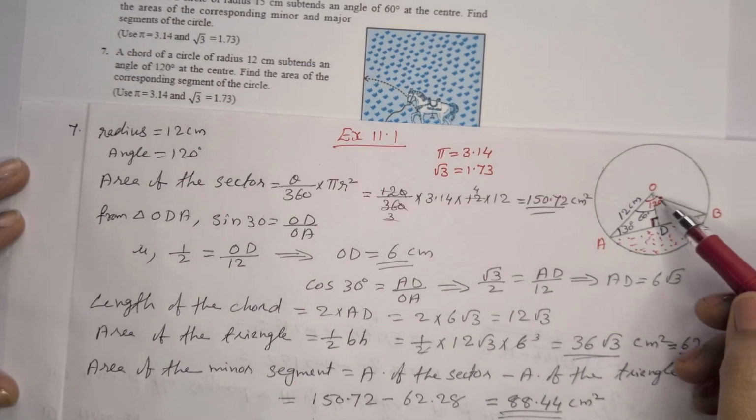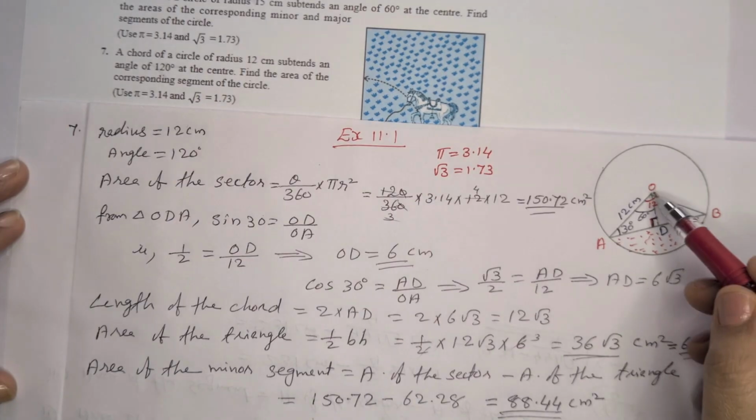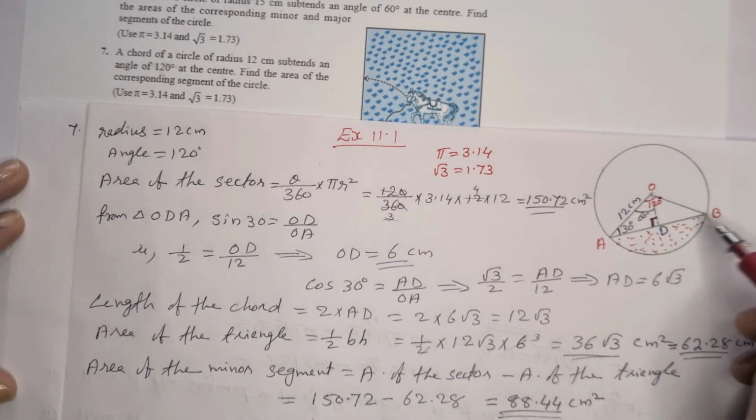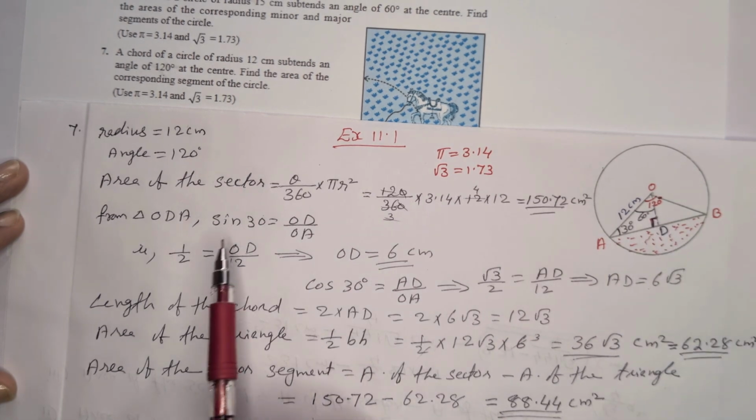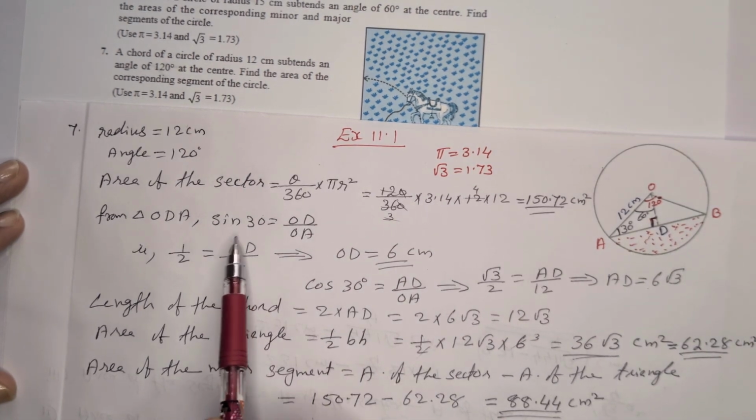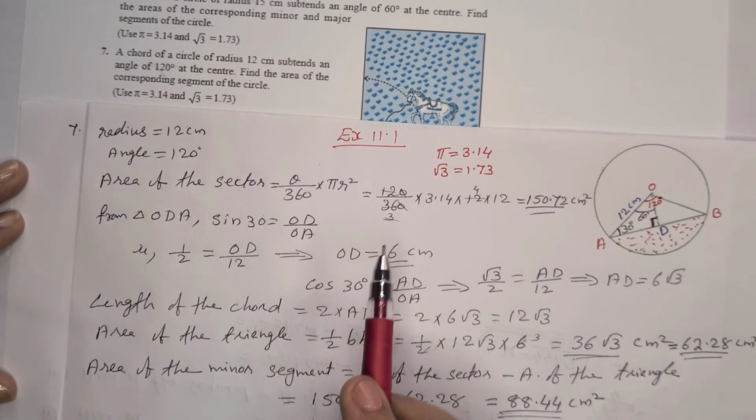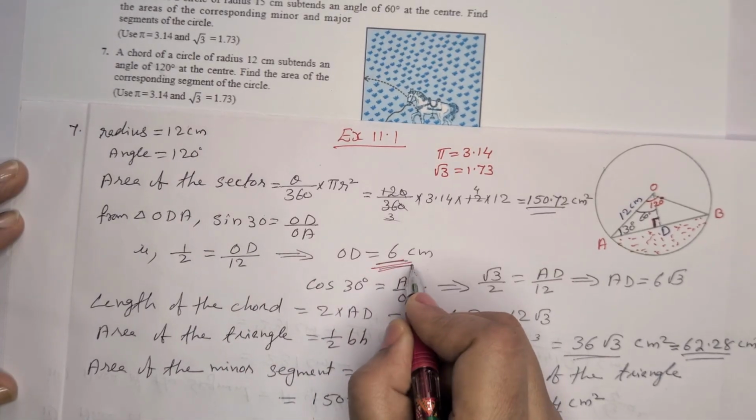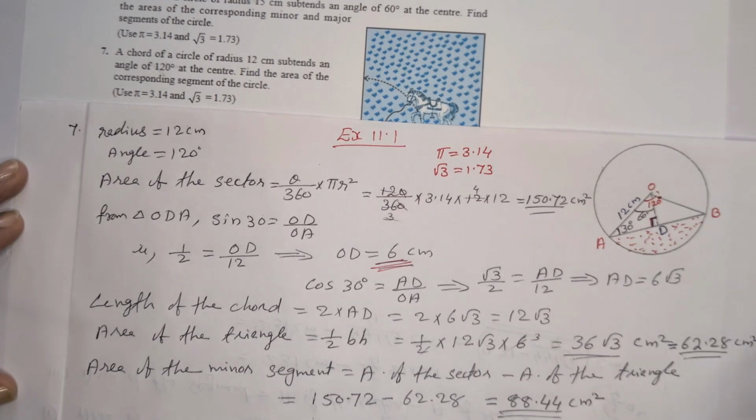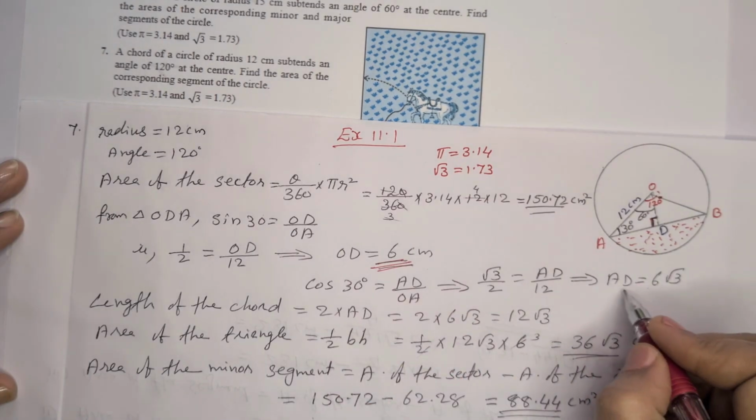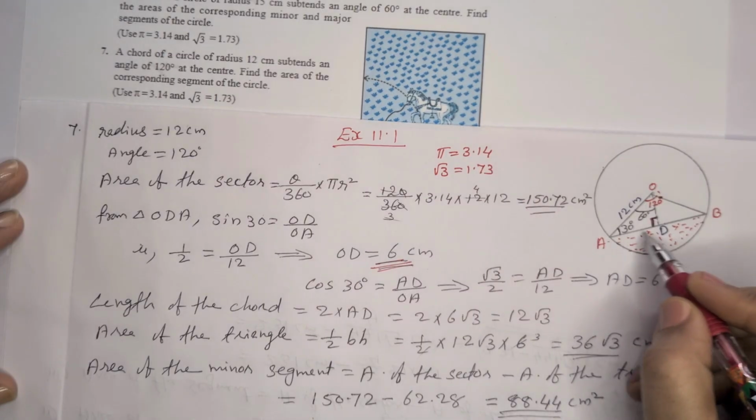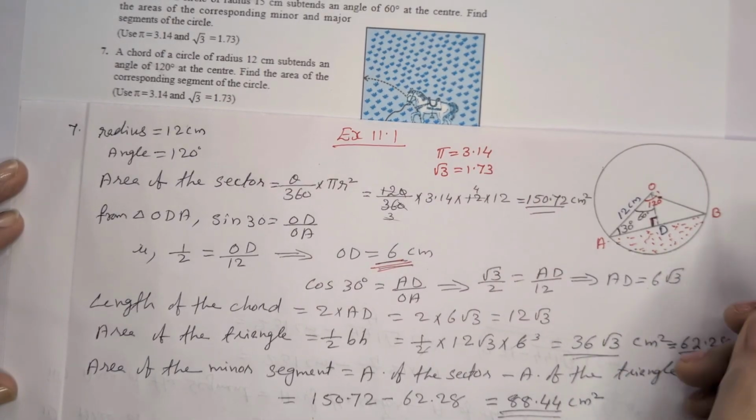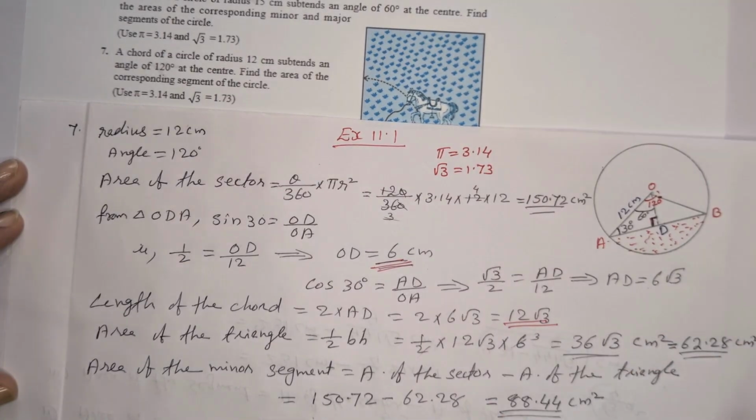So when we are getting the triangle like this with 120 degrees, first we draw the perpendicular to the chord and make that a right triangle, and using the right triangle we can use the trigonometric ratios. Sin 30, using that we got OD, that means the perpendicular height. Cos 30, from that we got the length AD. Then we can take the total length of the chord AB, that is 12 root 3.